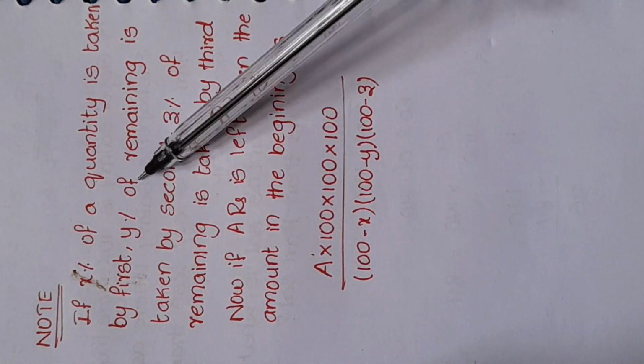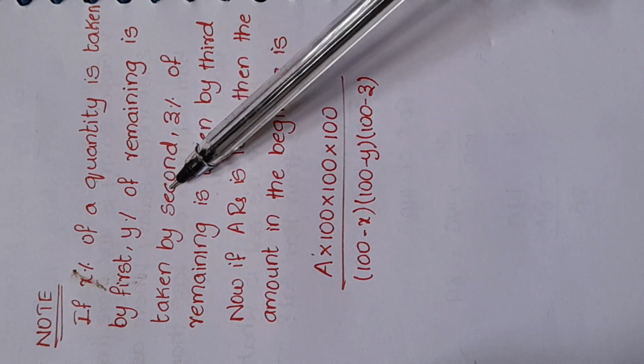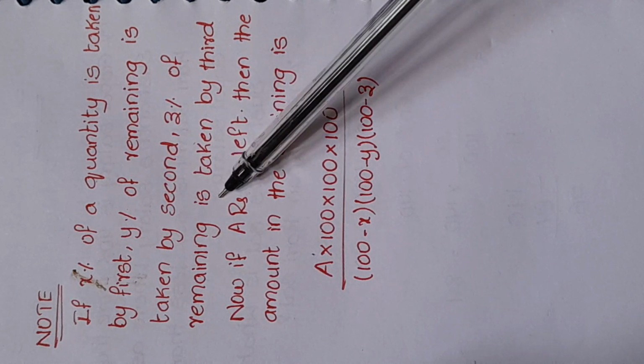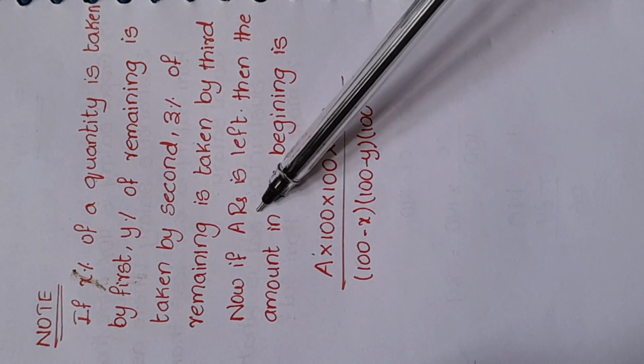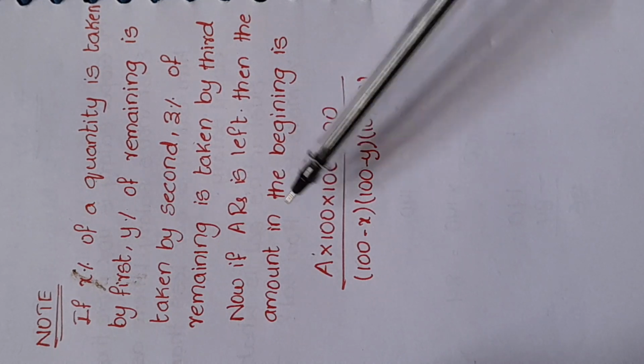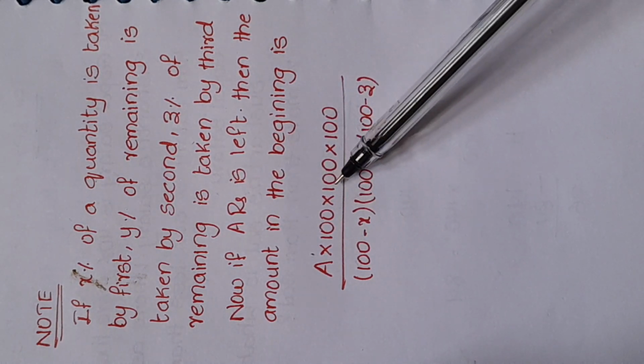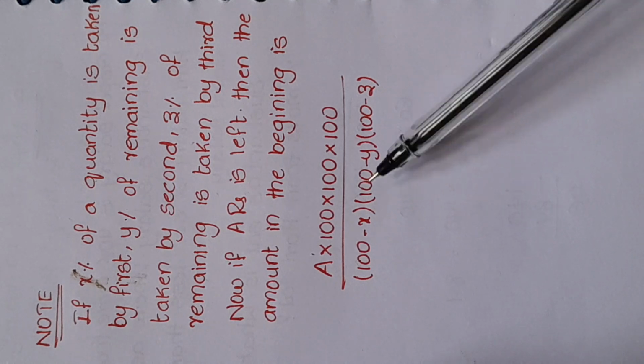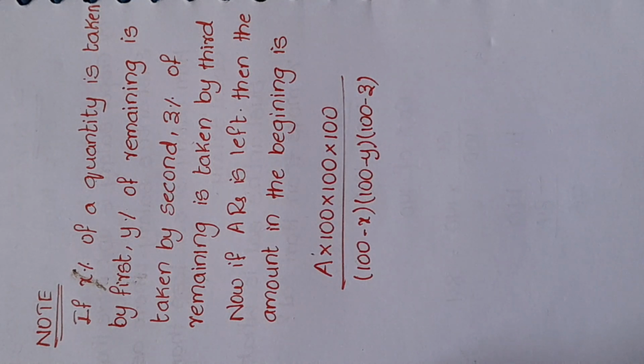Let us see a note point. If x% of a quantity is taken by the first, y% of the remaining is taken by second, and z% of the remaining is taken by third. Now if a rupees is left, then the amount in the beginning is a into 100 into 100 into 100 by 100 minus x, 100 minus y and 100 minus z.